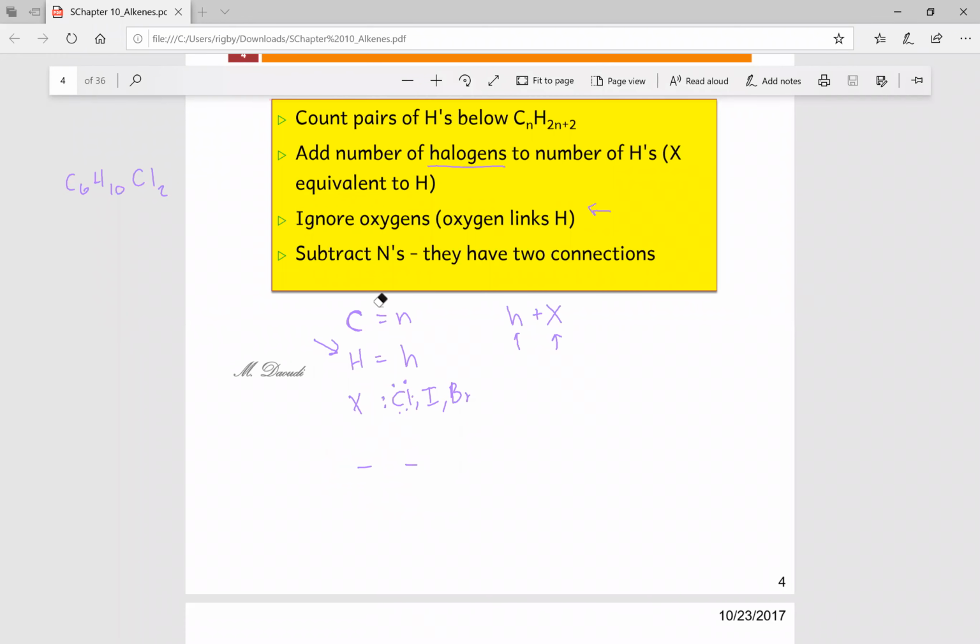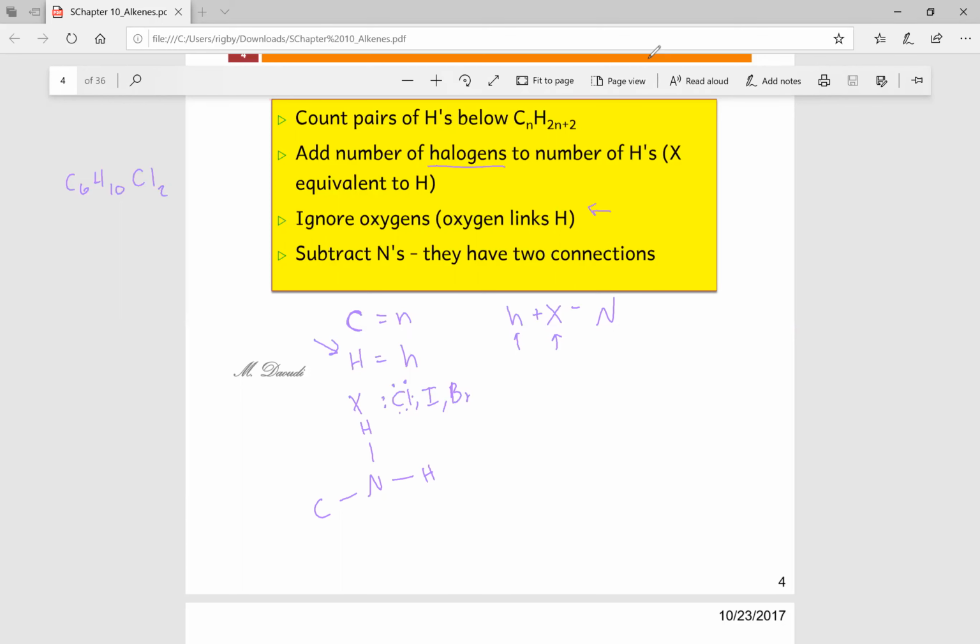So, subtract nitrogen. And this is because if we look at nitrogen, so like carbon attached to nitrogen, the nitrogen will have 2 additional connections. So we could think of those connections as either 2 hydrogens or 2 other carbons. So they just add to the number of hydrogens. So that's going to decrease the degree of unsaturation. So that's why we subtract.